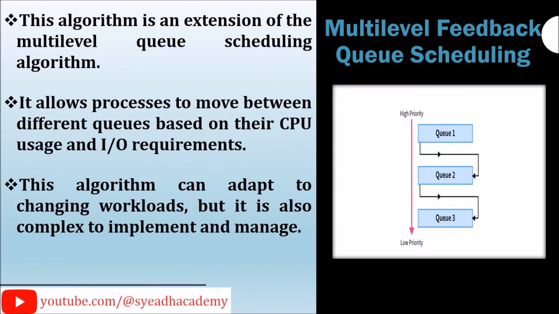Multi-level feedback queue scheduling. This algorithm is an extension of the multi-level queue scheduling algorithm. It allows processes to move between different queues based on their CPU usage and input and output requirements. This algorithm can adapt to changing workloads, but it is also complex to implement and manage.